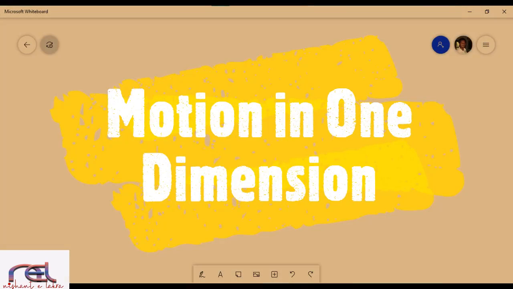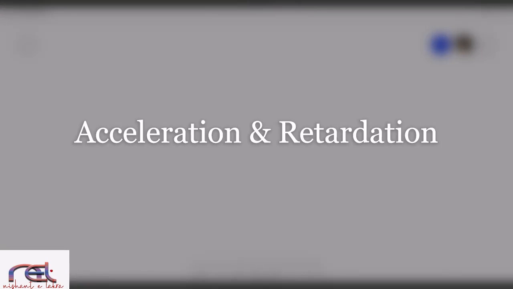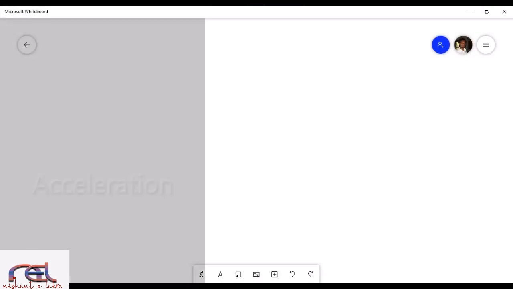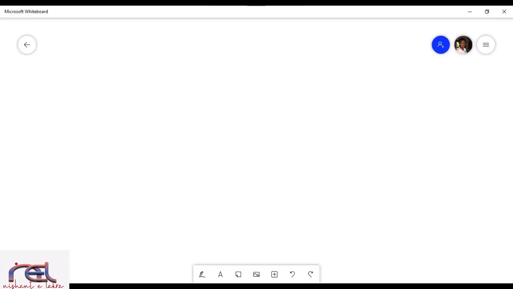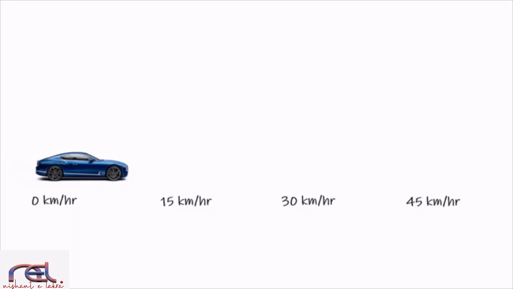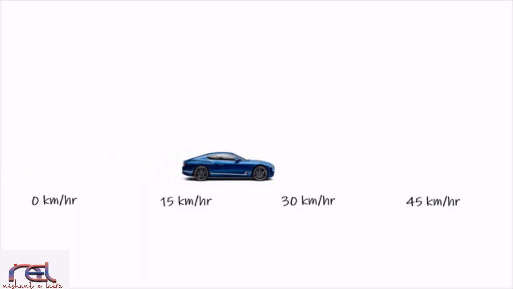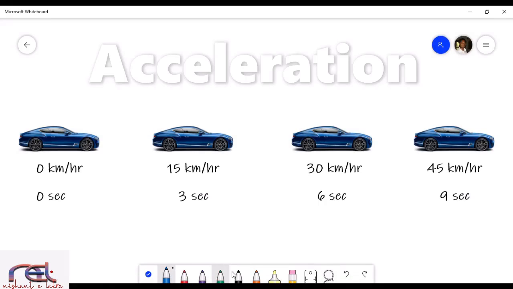We are learning motion in one dimension, and today we will learn about acceleration and retardation. Let us start understanding acceleration. Let's consider motion in a straight line path, like a car traveling on a straight path. Here there is no change in direction of motion, and the change in velocity is because of change in speed. Let me explain this.